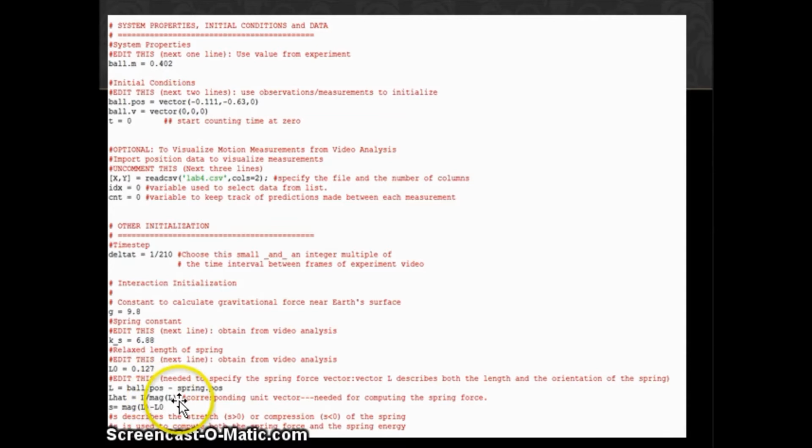Here Python basically calculates a new length every time by simply subtracting the position of the spring from the position of the ball. L hat gives you the direction, and s is the stretch or compression of the spring. If it's greater than 0, it's being stretched. If it's less than 0, it's being compressed.